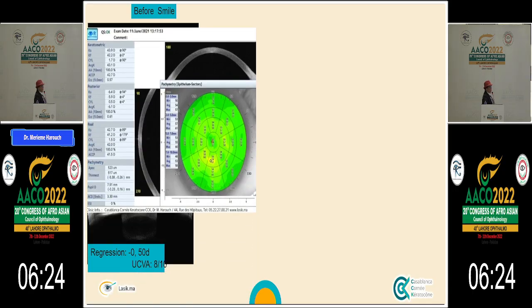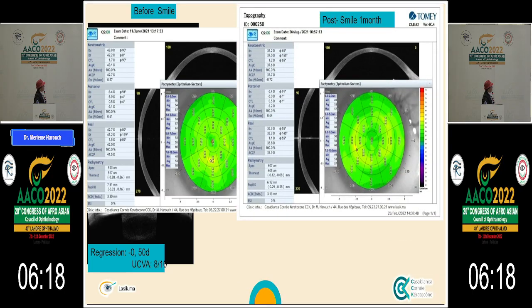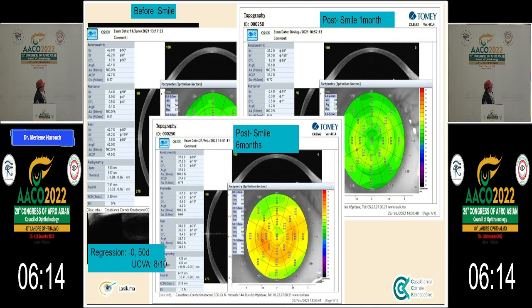We check the epithelial map. This is before, this is at 1 month, and this is at 6 months. And here we have a very thick epithelium, so that is why we have this regression. So it's very interesting to do the epithelial map by the OCT.